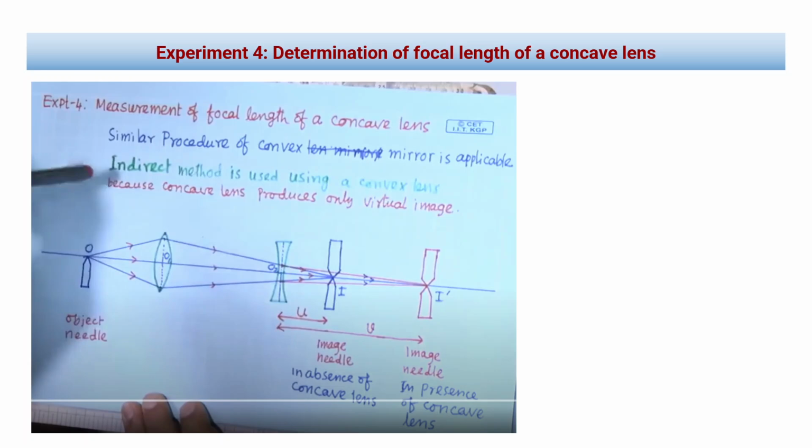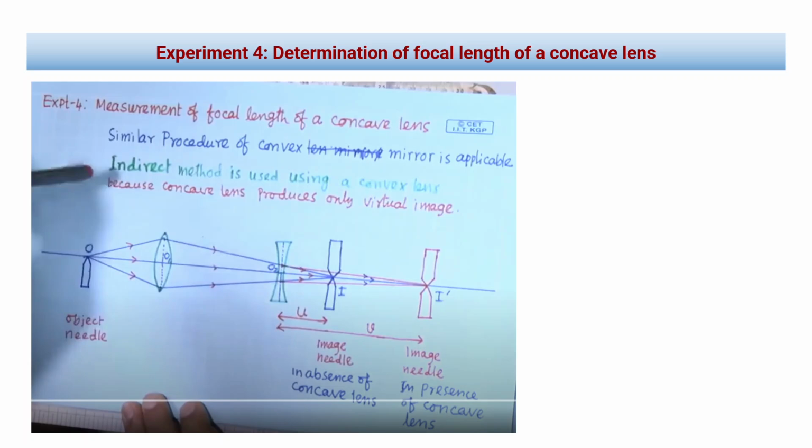This experiment was on the focal length of a concave lens. Just like a convex mirror, a concave lens also always makes a virtual image, which is erect but virtual, and that's why we cannot get this image on a screen. These things we had discussed last week.